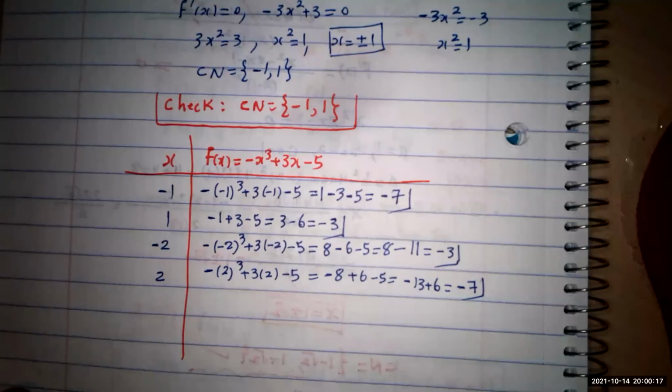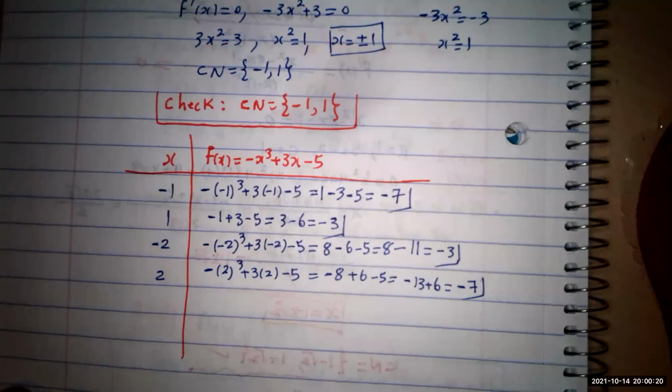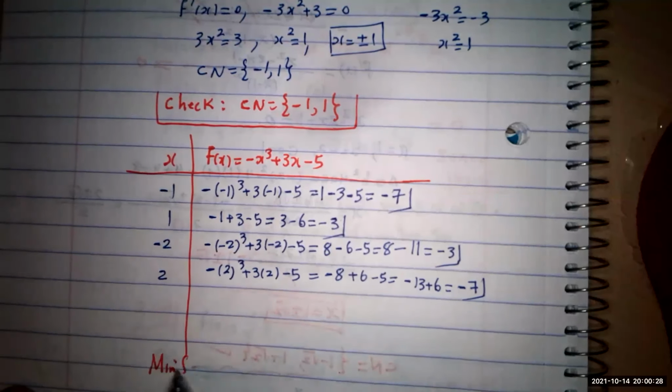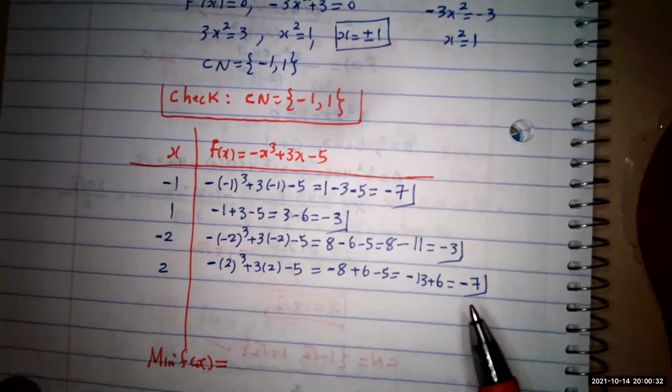Okay, now we have these numbers, you compare them together. The largest one is the maximum value, the smallest one is going to be the minimum. Okay, you have to write it down. What's the minimum? Between these numbers, which is the smallest one? You have -7, -3.